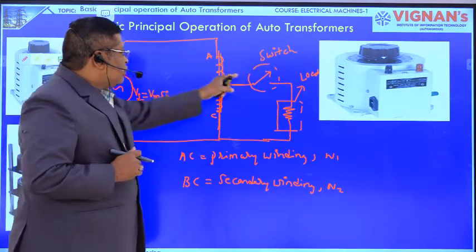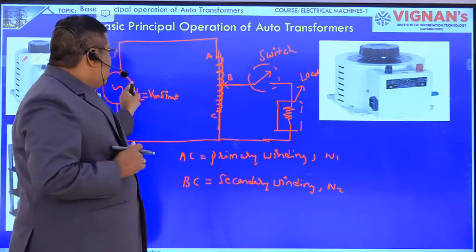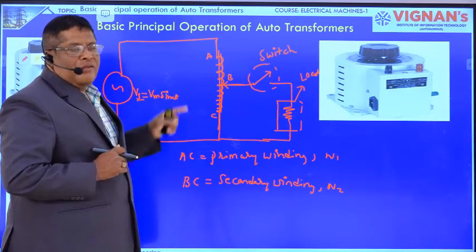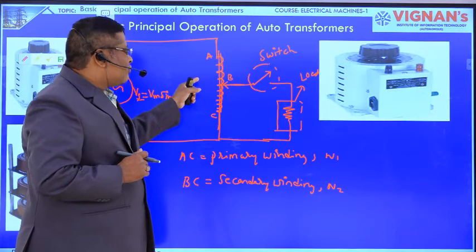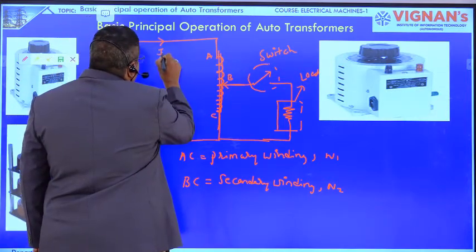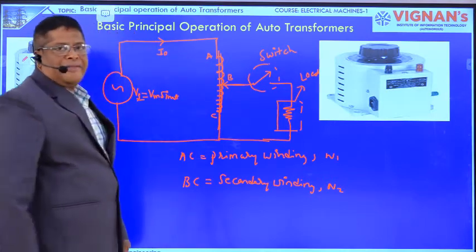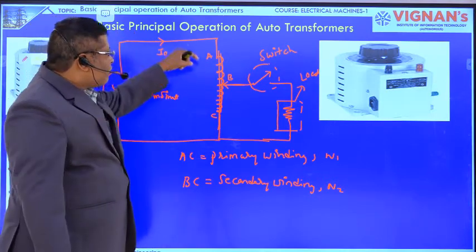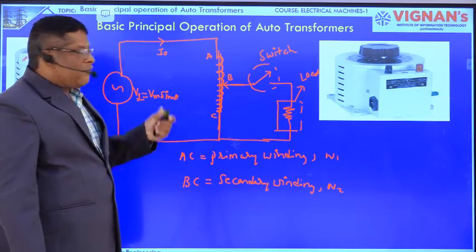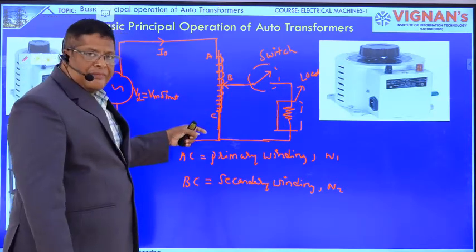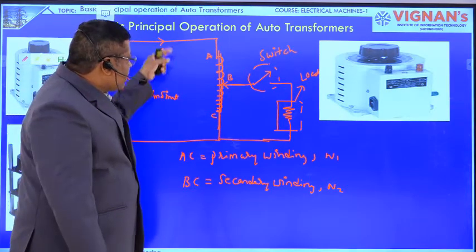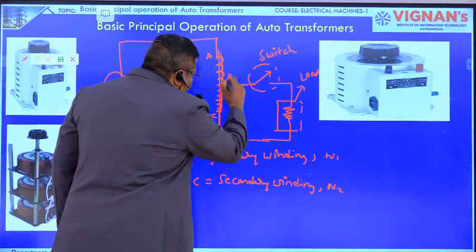Now, the switch is open. We are giving an AC voltage to the primary winding. Whenever you give a sinusoidal voltage to the primary winding, it takes a current of I0, nothing but the no load current. When the no load current flows through the primary winding, the flux is created from the primary winding, and that is linking with BC also.